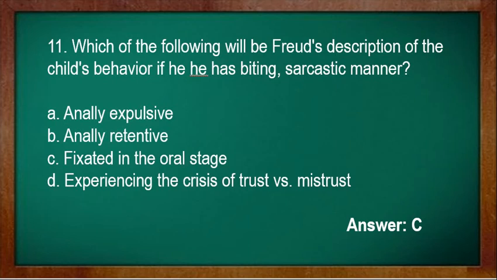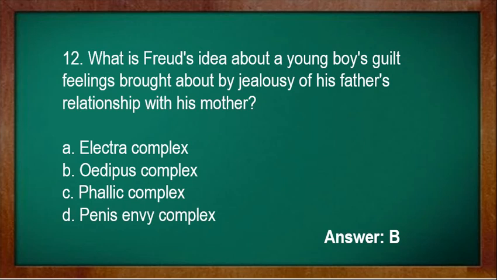Number 11. Which of the following will be Freud's description of the child's behavior if he has a biting, sarcastic manner? A. Anally expulsive. B. Anally retentive. C. Fixated in the oral stage. D. Experiencing the crisis of trust versus mistrust. Answer: C.